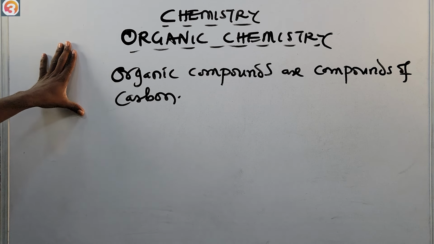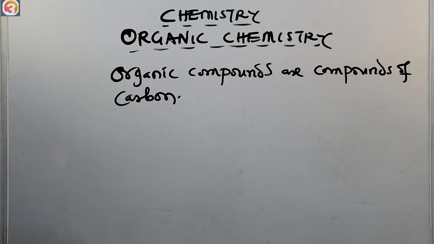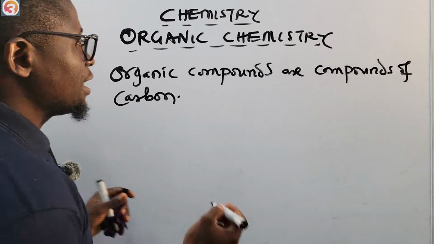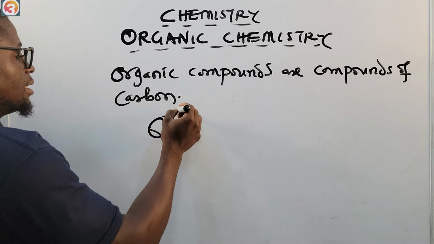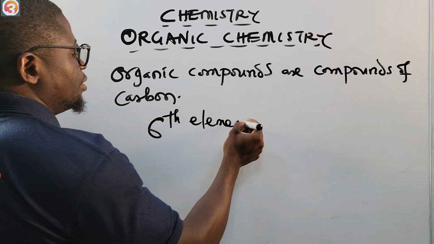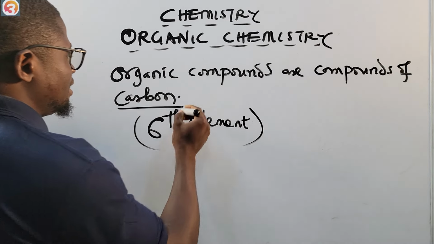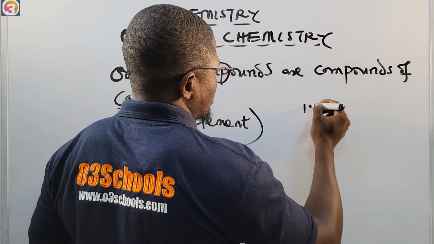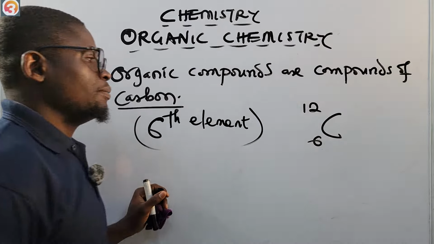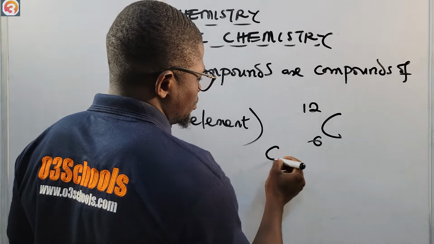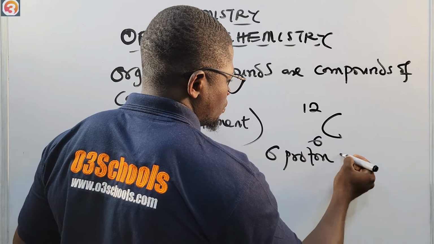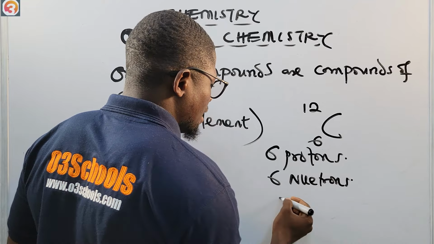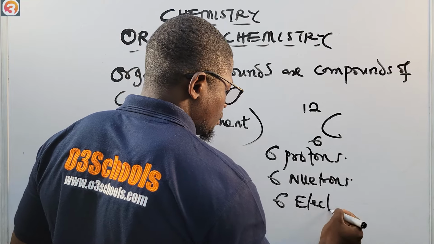What's more important to know is that carbon is the sixth element in the periodic table. Carbon, the sixth element in the periodic table. So we have mass number 12 and atomic number 6. Carbon has 6 protons. Carbon has 6 neutrons. Carbon has 6 electrons.